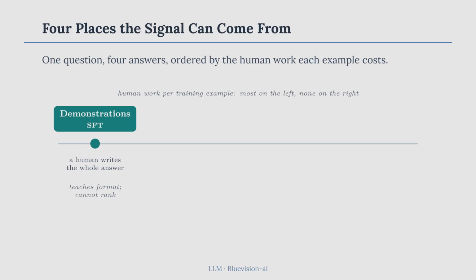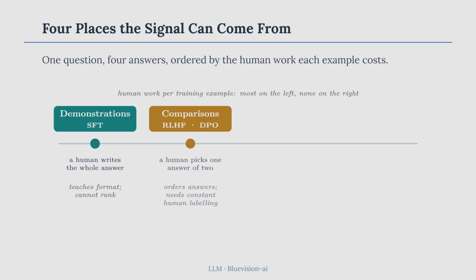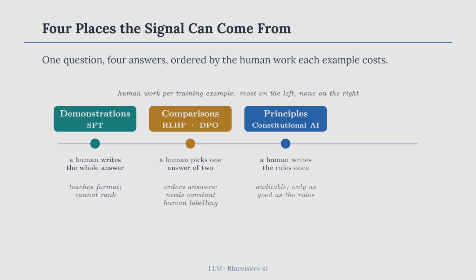Furthest left, the most expensive, demonstrations. A human writes the whole answer. That's SFT, and remember what it can't do. It teaches format, and it can't rank. Next, comparisons. A human picks one answer of two, which is far less work. That's RLHF and DPO. It orders answers, but it needs that labeling pipeline running permanently. Then principles. A human writes the rules once, and that's the last human step. That's constitutional AI. It's auditable, and it's only ever as good as the rules you wrote.